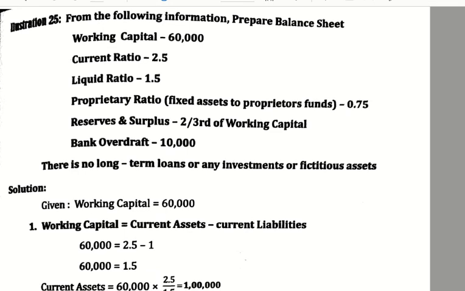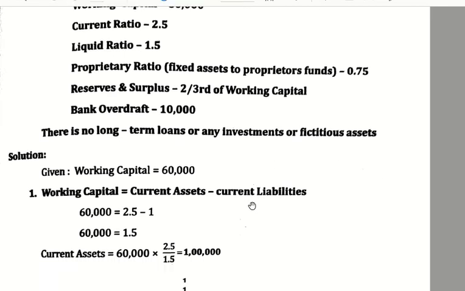From the following information, prepare the balance sheet. So they have given the working capital, current ratio, liquid ratio, proprietary ratio, reserves and surplus, and bank overdraft. And they are telling in the question there are no long-term loans or investments or fictitious assets. Given working capital is 60,000.